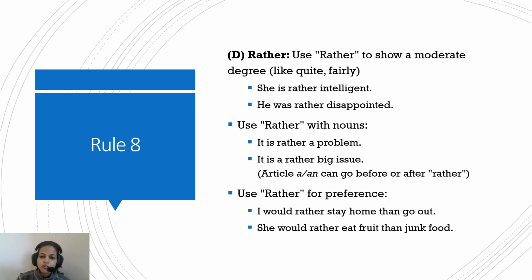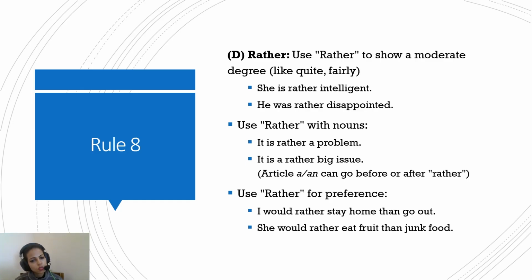Now the word "rather." Use "rather" to show moderation of degree, like "quite" or "fairly." These are also very similar meaning words. So, "she's rather intelligent," like she's quite intelligent, or pretty intelligent. You're not saying she's the most intelligent, or that she's the least intelligent. She's moderately intelligent. "He was rather disappointed," like he's quite disappointed. So this is one way to go.